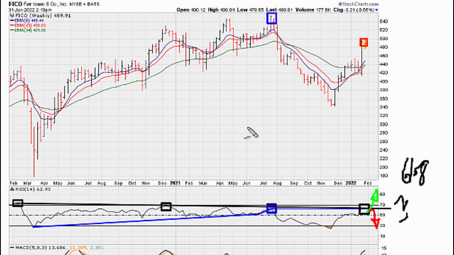So we've taken a look at how to use the uniformity concept and how to use long-term trend lines using the RSI to determine entries and potential swing trade exits and potential breakouts.